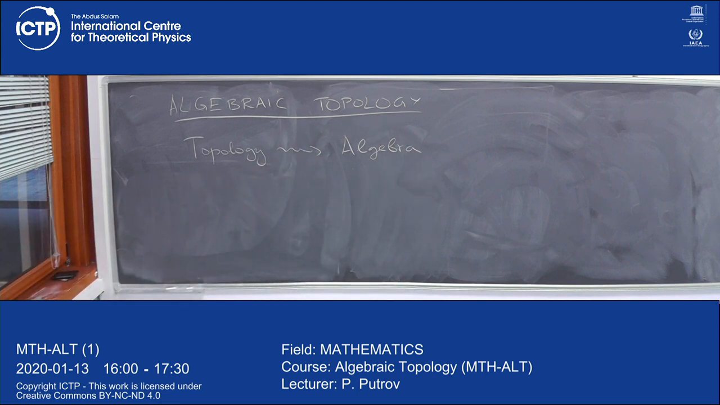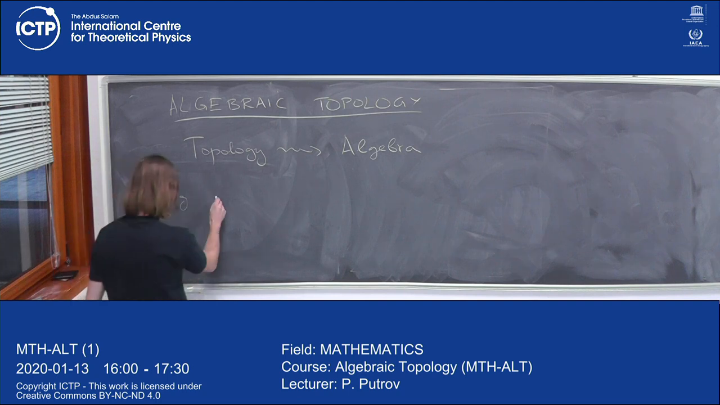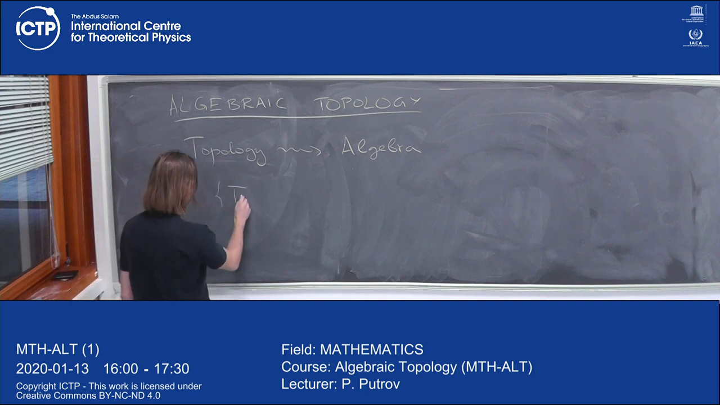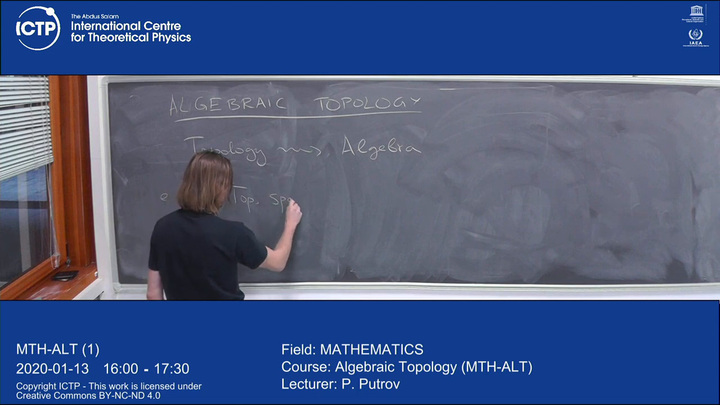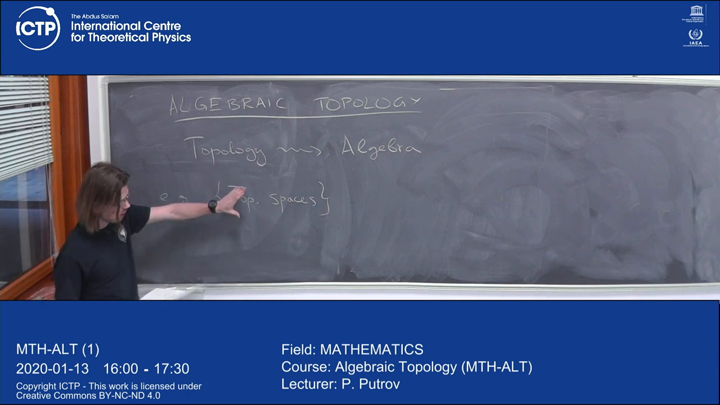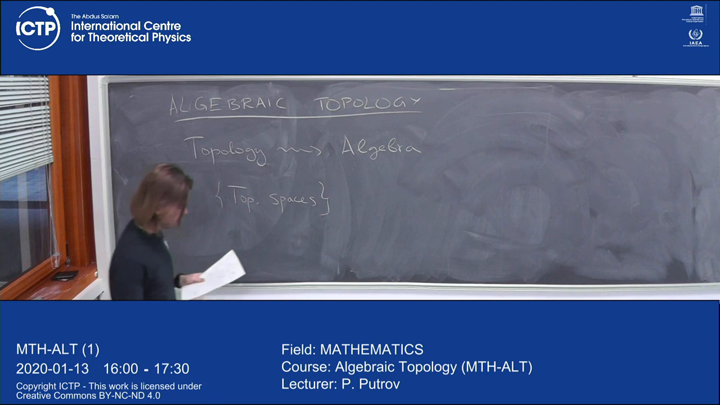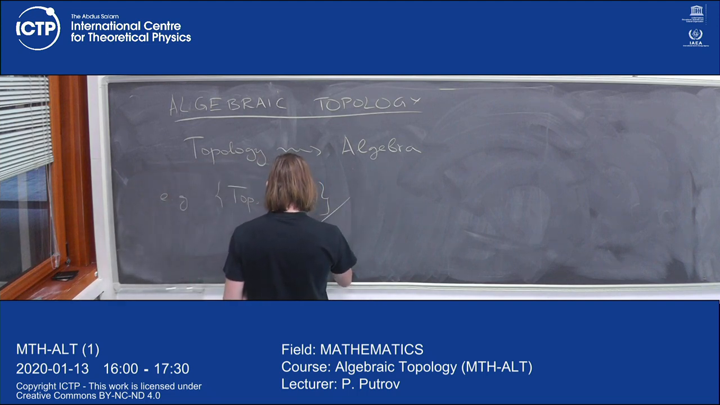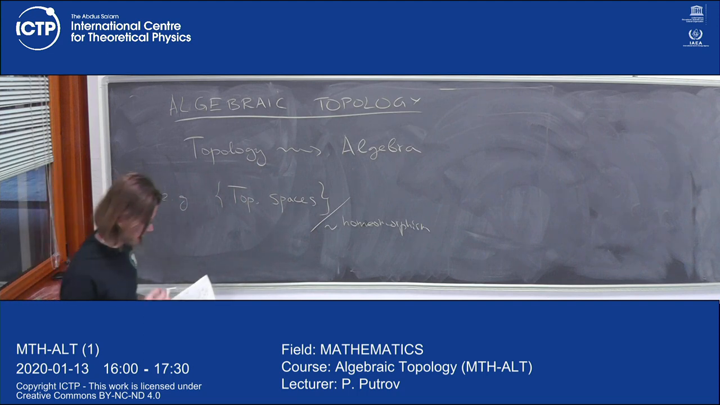One of the important types of questions which algebraic topology studies is the following. In topology, the main object we consider is a topological space. We consider all possible topological spaces, maybe with some additional conditions, some niceness condition, like being Hausdorff or something similar. But usually in topology we also want to study these spaces up to homeomorphisms. So if two topological spaces are homeomorphic, they're essentially the same.